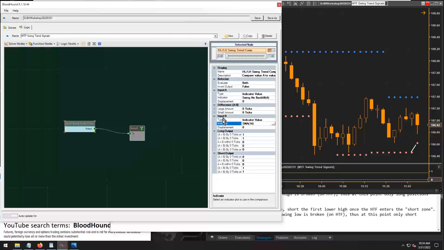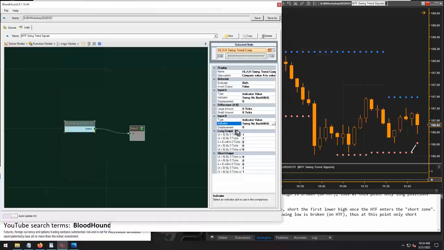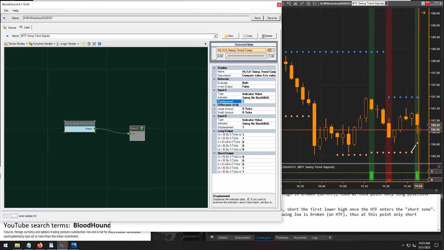All right, we're going to do the same thing again for input B here. Adjust the swing strength and select the same plots again, right? So swing low is used for a long trend, swing high for a short trend. This time for input B, we need to use the displacement because we want to look back one bar. So we're going to use a displacement of 1 to look back one bar. So input A with a displacement of 0, that's the current bar. And input B with a displacement of 1, that's the swing low one bar back, or the swing high one bar back.